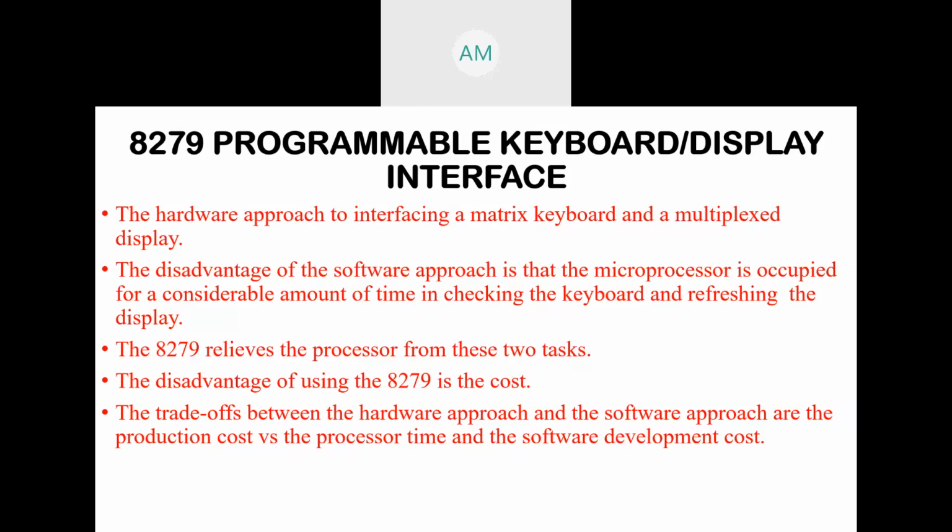Now using the 8279 also has a disadvantage, and that disadvantage is the cost. Since it is a hardware approach, it is expensive. So the trade-offs between the hardware approach and the software approach are the production cost versus the processor time and the software development cost. All right.